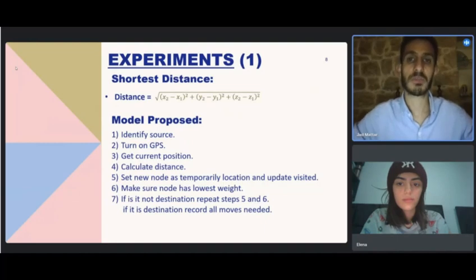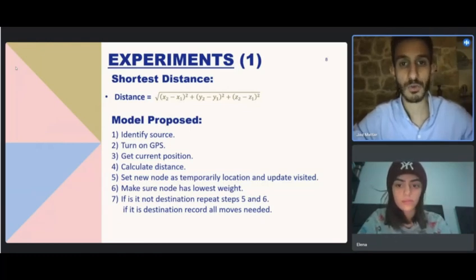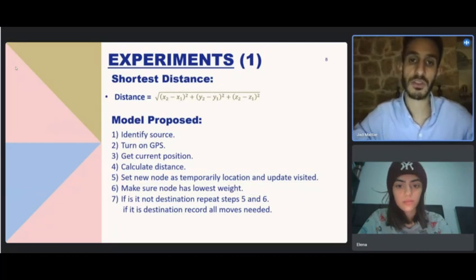So for the experiment part, the distances are calculated using the Euclidean mathematical rule, which is the square root of (x2 minus x1) squared plus (y2 minus y1) squared plus (z2 minus z1) squared. And the coordinates of the nodes are retrieved from the GPS system.